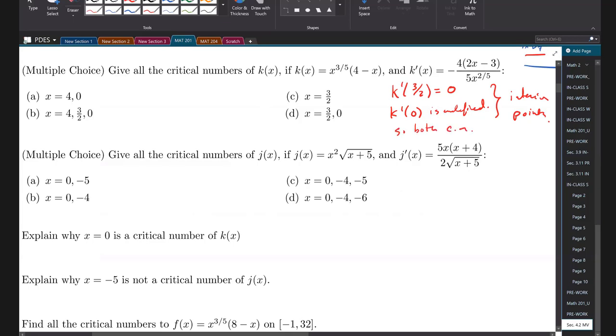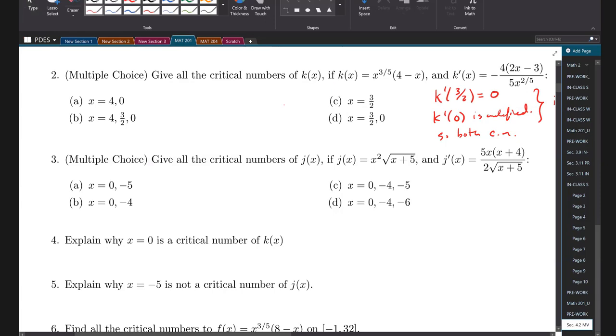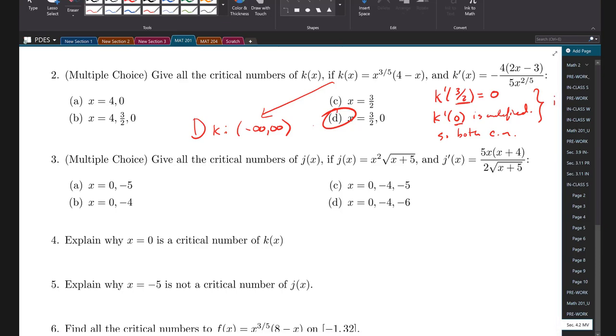What do I mean by interior points? I should have done this from the get-go. What was the domain of k? The domain of k went from -infinity to infinity. So sure enough, both 3/2 and 0 are interior points, and there we have the critical numbers. Now, most folks got the second one incorrect.